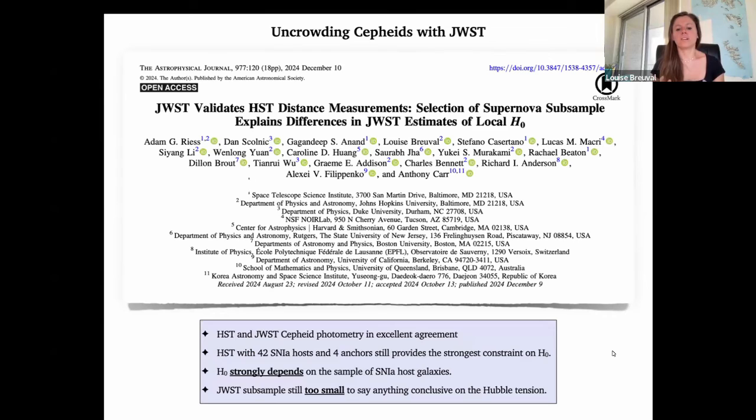And just be careful when you take some supernovae observed with JWST. Depending on your subsample, especially if it's small, you'll get a different answer. So H0 really strongly depends on the subsamples.